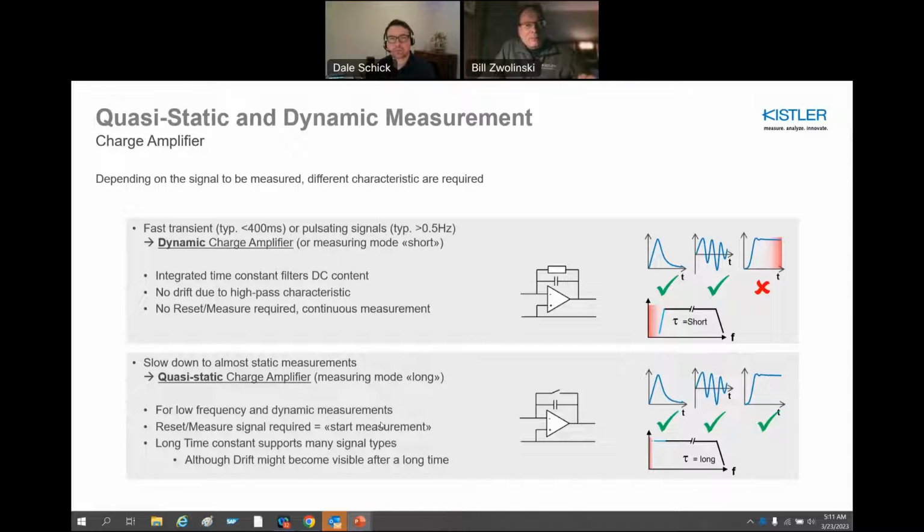Quasi-static and dynamic measurement. A dynamic amp is just doing that. It's measuring dynamic signals, swept sines, transient responses, and so forth. It's not very good at measuring quasi-static or static signals, whereas a quasi-static charge amp is, and it can measure all those, both dynamic and static. Why we talk quasi-static is in the preloading operations of multi-component force sensors. We're going to go over that shortly.